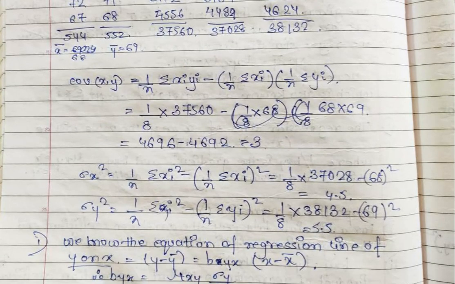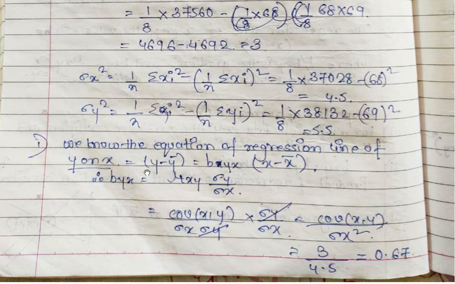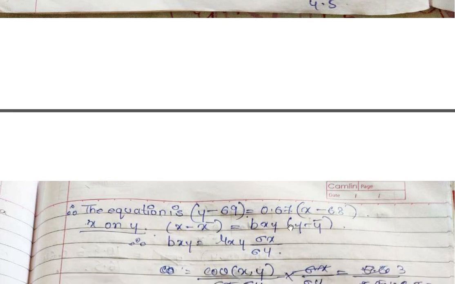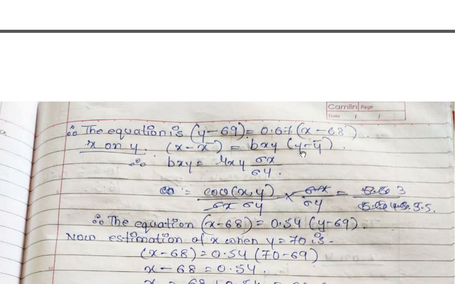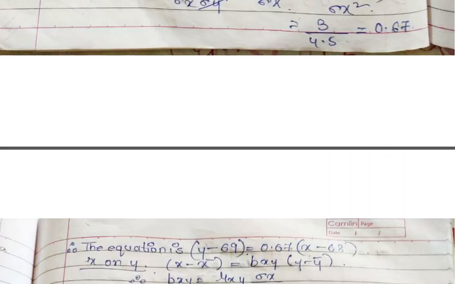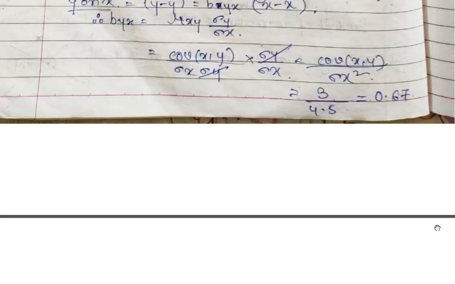After finding this, we have found the regression coefficient, y on x or x on y. So after finding x on y, this will be x minus x bar equals bxy times y minus y bar. Now this is our answer. If it is asked to find two regression lines, then you can find y on x and x on y. So we have simply found y on x and x on y.